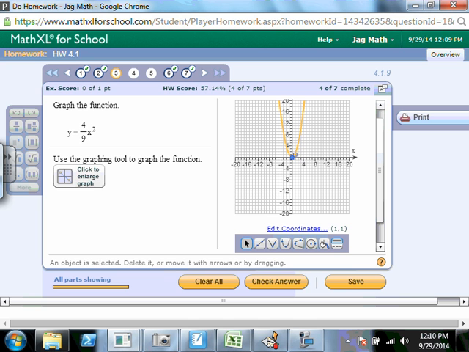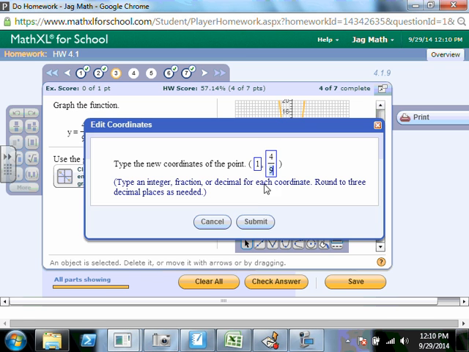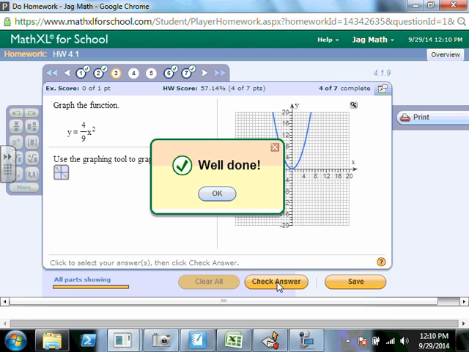Well, it didn't happen up there. I'm sorry. It happened down below at the bottom of the graph. Do you see what showed up? What's it say? Edit coordinates. So I do want to edit coordinates, and I want the point 1, what? 4/9. And I can't actually type in 4/9 there. I'll submit that, and we'll check it, and there we go.